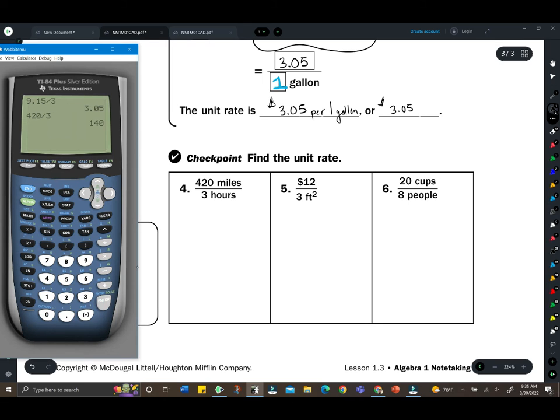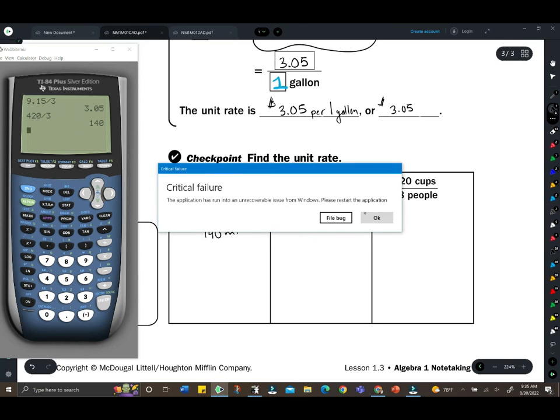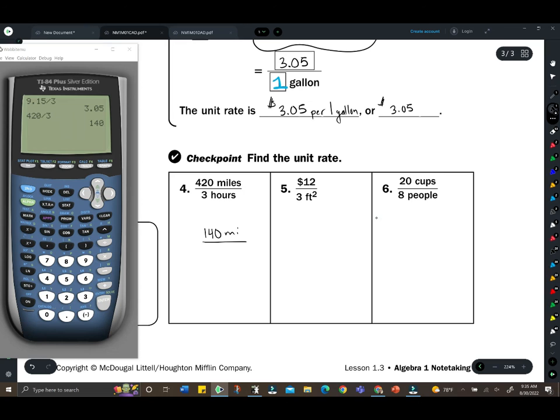So 420 divided by 3 is 140 miles per 1 hour. Critical failure. It's okay. Number 5 is 12 divided by 4, which is 3, and it's cost dollars per square foot. And 20 cups for 8 people is 2.5 cups per person.